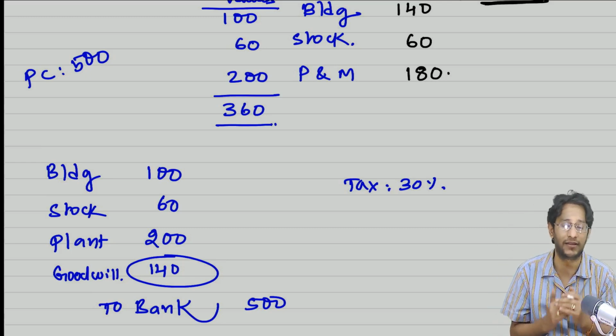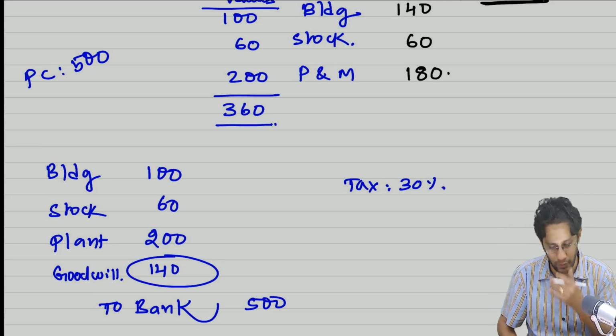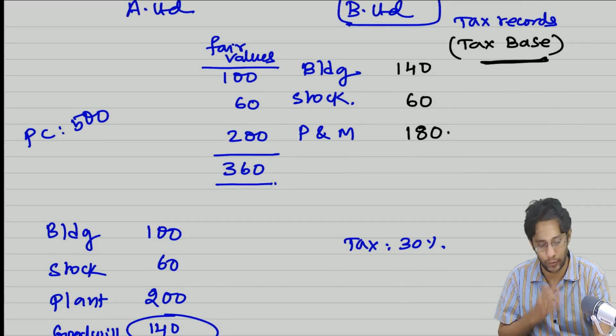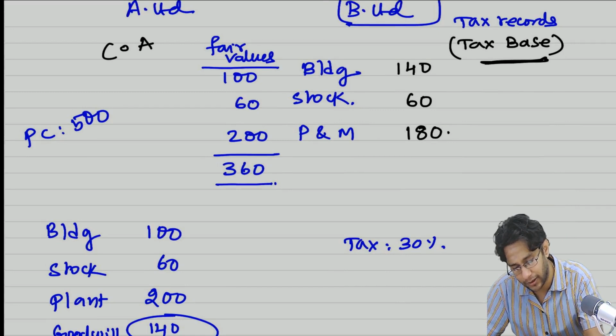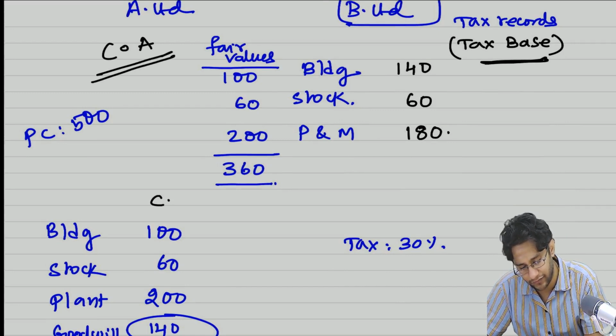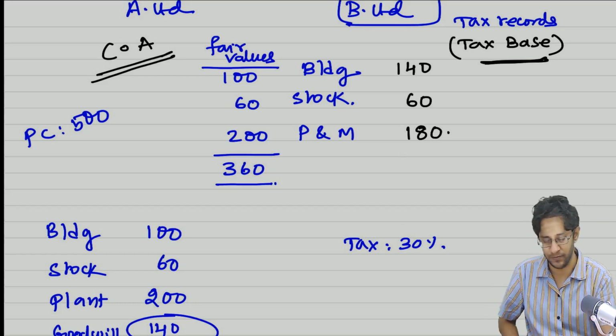So now we have to consider tax effects also. Sir, what tax effects are? Look at this. This 100, 60, 200, which are your fair values, this fair value only will now become carrying amount for A Limited. These are all fair values only, but they are now becoming carrying amounts.